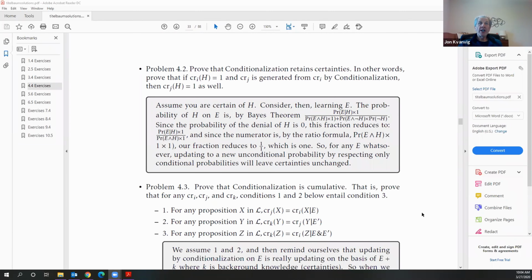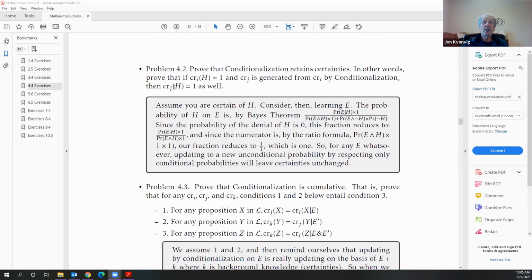All right, more general questions, not simple number crunching. Prove that conditionalization retains certainties. In other words, prove that if your initial credence for H is 1 and a later credence is generated from it by conditionalization, then the later credence for H has to be 1 as well. So you begin by assuming that you're certain of H. Consider then learning something else, E.